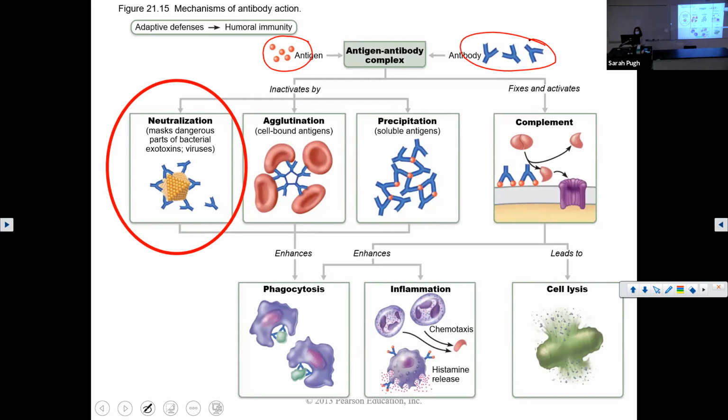And then from there, it'll go through phagocytosis. You'll have macrophages and other phagocytic cells that now know that doesn't belong, it's been flagged, let's gobble it up. Okay, but in the meantime, antibodies have neutralized it. It's not harmful anymore.